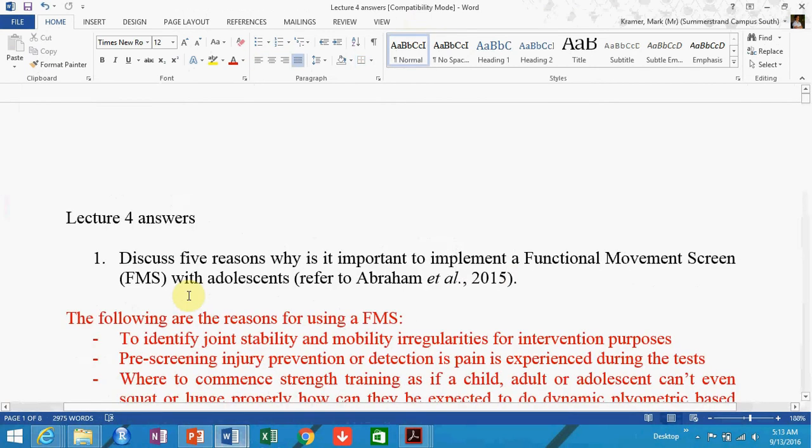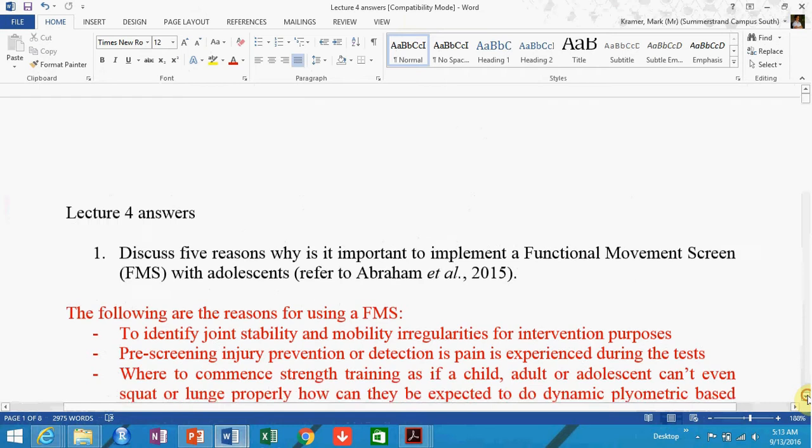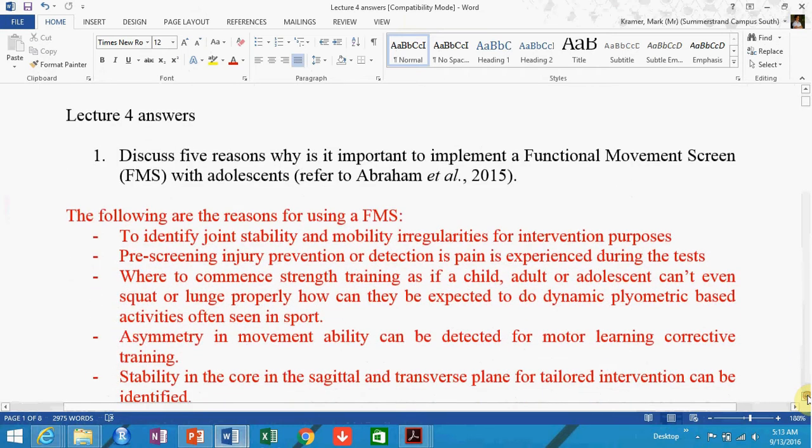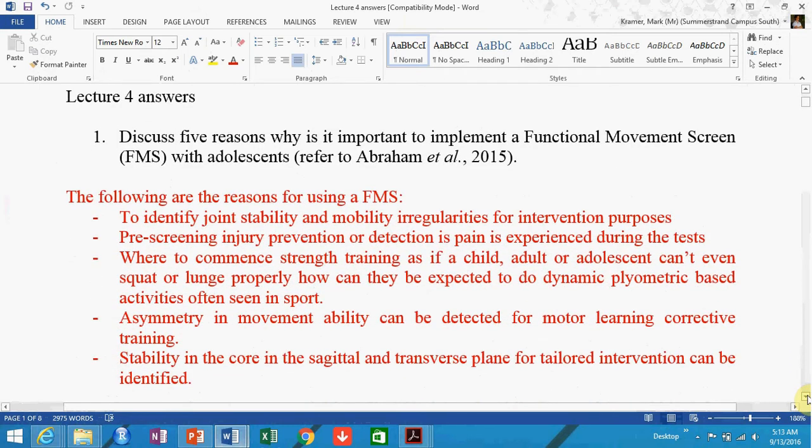So let's start with our first question, which will align with our objective 1, which is to understand the functional movement screen. Discuss 5 reasons why it is important to implement a functional movement screen with adolescents. So we have done this assessment in a practical together, and you have assessed each other. And as I mentioned, the more you do the assessment and the more you read up on functional movement screens, the more you will be able to identify movement deviations and the need for intervention.